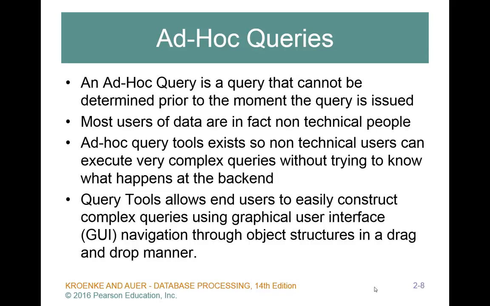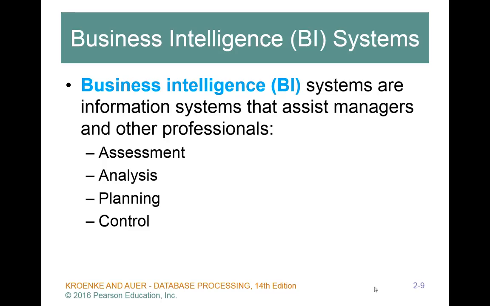I guess the key feature, or what we need to understand here from Chapter 2, what they're trying to say is that a lot of users use these querying tools to access these business intelligence systems. These business intelligence systems are what drives business today in assessment, analysis, planning, and control. All of these areas are strategic objectives of any organizational unit.